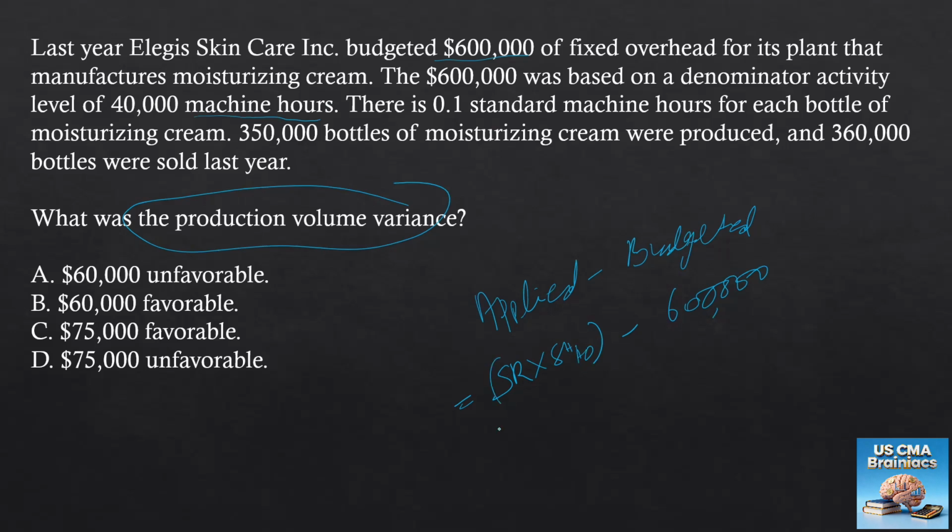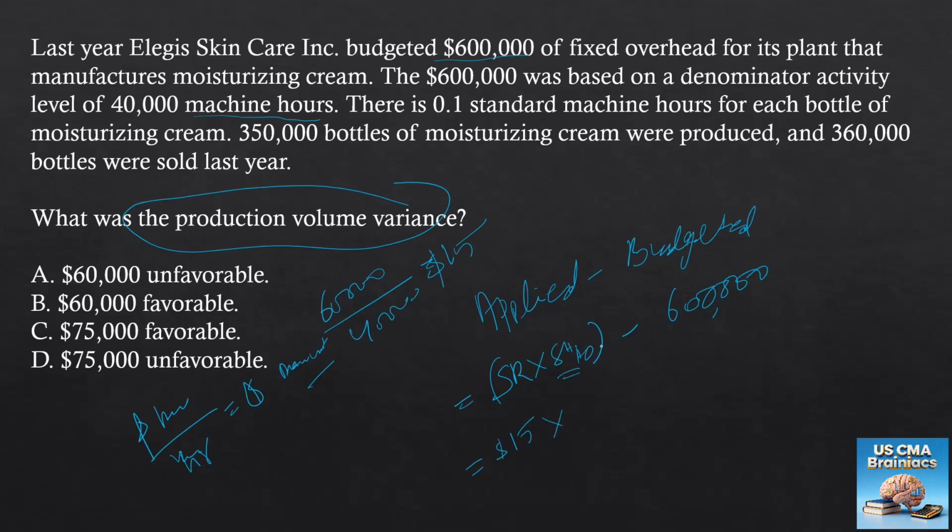So how can you find the standard rate? Standard rate is budgeted overhead divided by budgeted hours. So we divide the budgeted dollar amount by budgeted hours: 600,000 divided by 40,000, right? So the standard rate is 15. Clear? And what about standard hours for actual output?